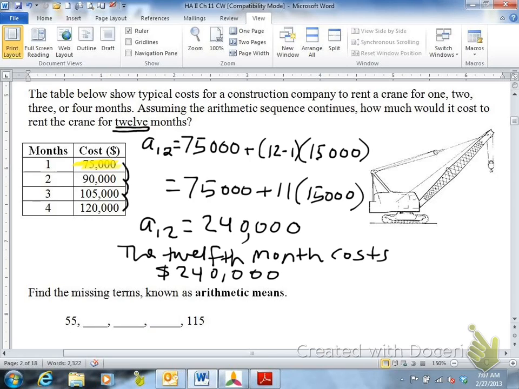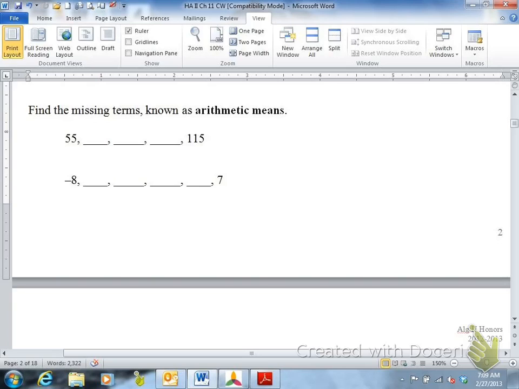And the last type of problem says find the missing terms. Missing terms in a sequence are called arithmetic means. The idea with arithmetic means, you're given the first and the last term. Notice right here, the first term, last term. You also know how many terms you have in your sequence. 1, 2, 3, 4, 5 terms.